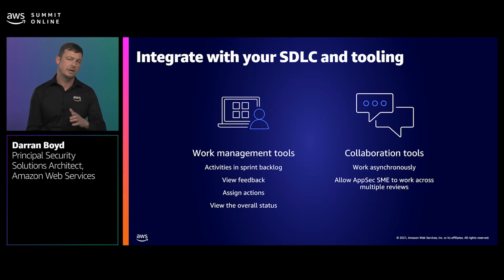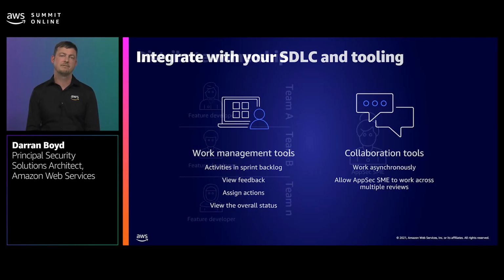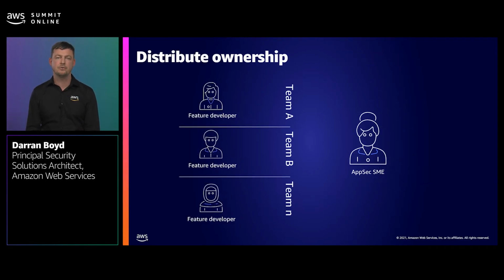Equally, when you're collaborating on project outcomes, you are using existing collaboration tools, and you want to continue to use those tools to develop and deliver the artifacts that relate to threat modeling. Again, this allows you to work asynchronously and also allows the AppSec SME to be able to work across multiple reviews. Finally, you want to distribute ownership.